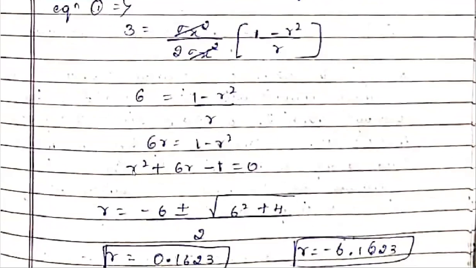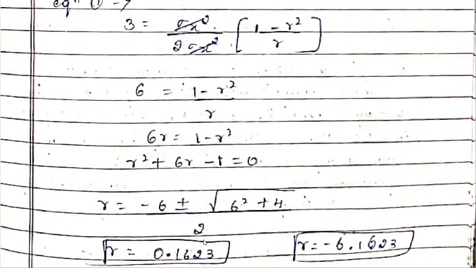It looks like ax square plus bx plus c. It's a quadratic equation in the variable r. So you can make use of a scientific calculator. I've solved it manually here. You can make use of a scientific calculator. Go to equation mode, select the quadratic form ax square plus bx plus c. The calculator will ask you the values of a, b, and c. So a is 1 here, b is 6, and c is minus 1. So enter those values and press equals.